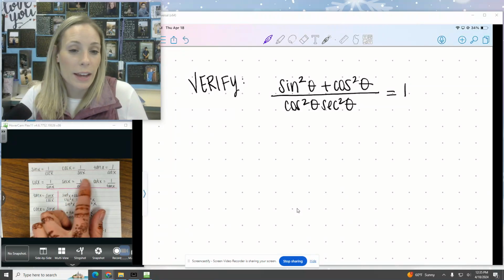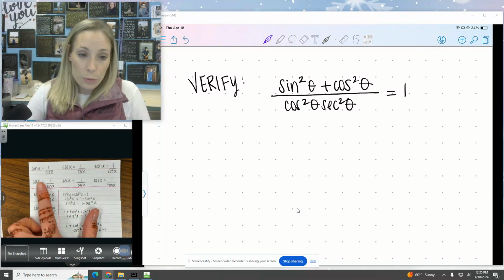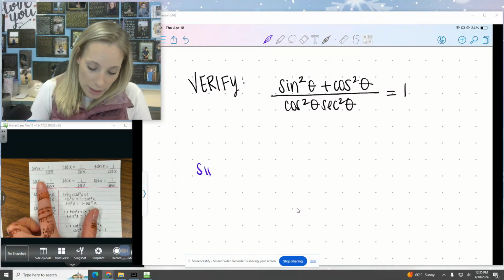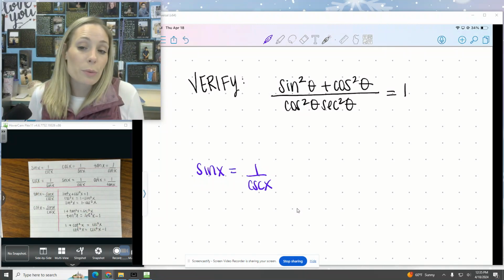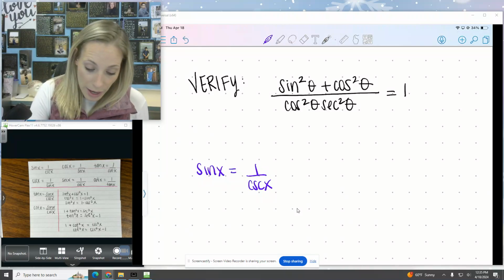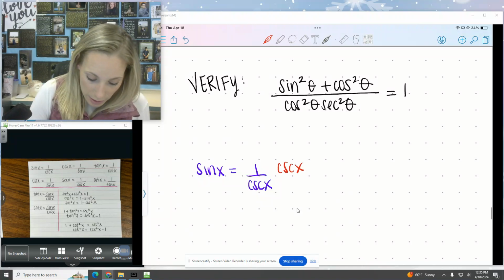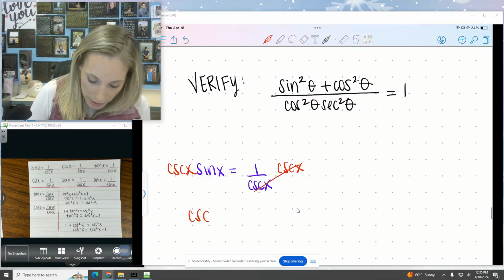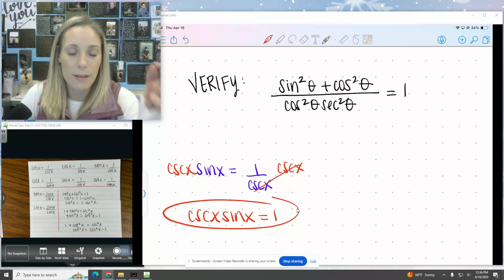So I want to take a second and talk about these reciprocal identities. This first reciprocal identity that you see on here is that sine of x is equivalent to 1 over cosecant of x. If I were to multiply both sides of this by cosecant of x, it would get it out of the denominator and it would look like this. Cosecant of x times sine of x equals 1. This is a really, really important concept.